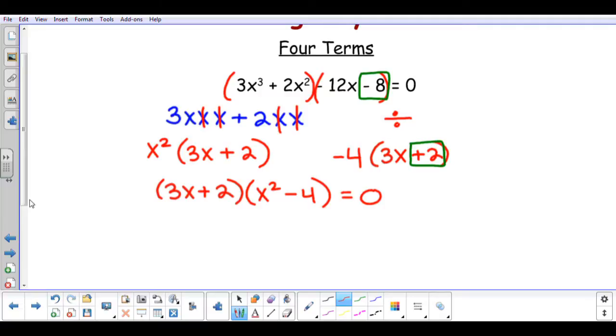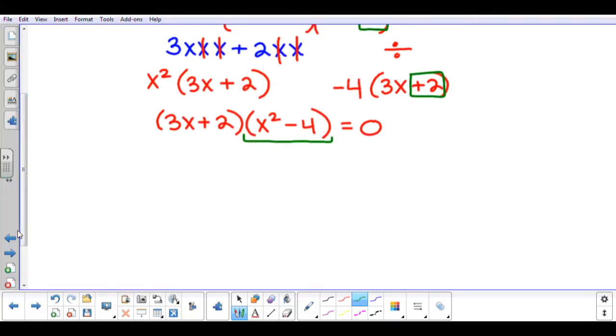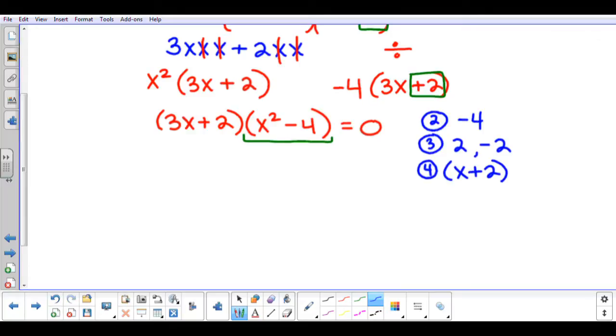When I have an x squared binomial left, I want to make sure that this does not break down any further. So I want to try and factor it. So if I take my a term of 1 times the c term of negative 4, I'm going to have a negative 4. I have no b term in this problem, which means I would need factors of negative 4 that would have to add up to 0. Those terms would be a positive 2 and a negative 2.